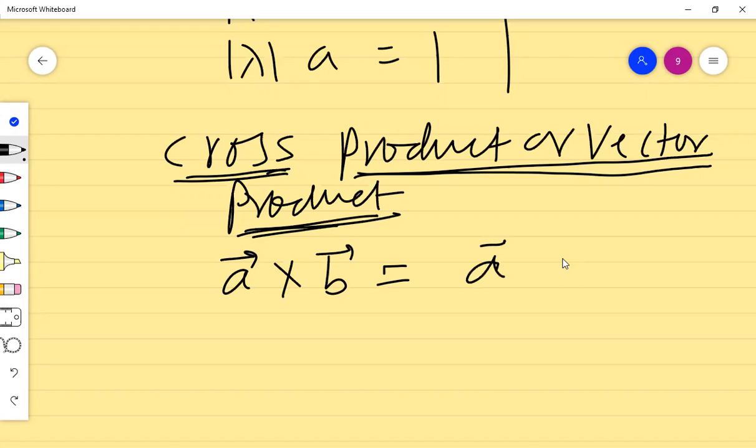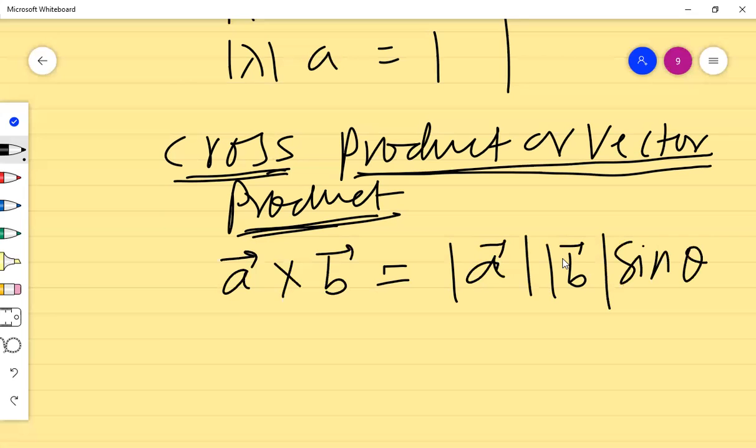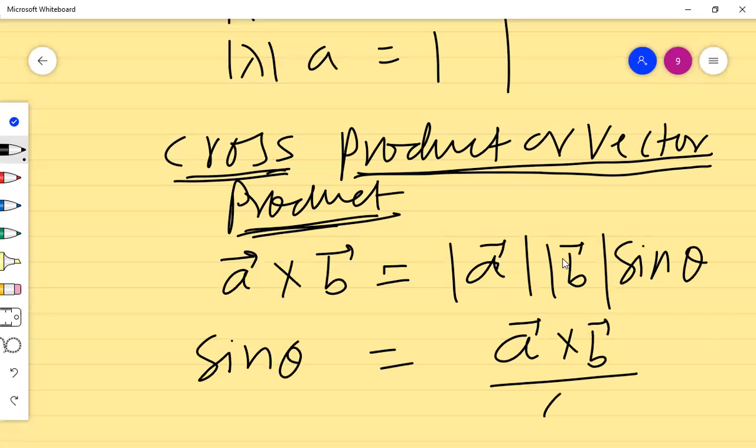is magnitude of A, magnitude of B, and sine of the angle between them. So sine theta, the sine of the angle between two vectors, can be obtained by taking the cross product of the vectors divided by the magnitudes.